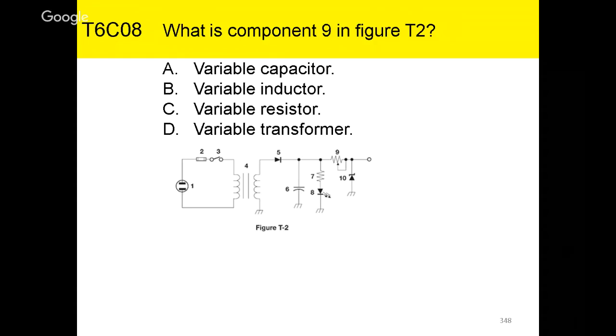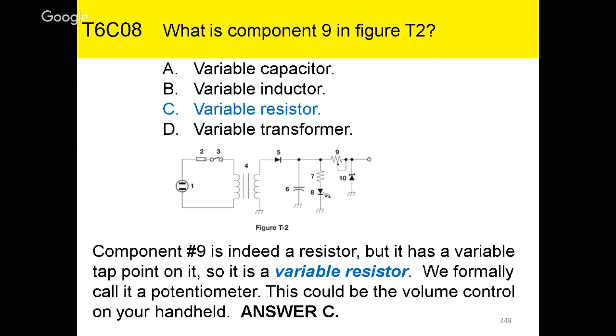What is component 9 in figure T2? Component 9 is that thing right there. As we can see, that little zigzag line, we automatically know that that's going to be a resistor, not an inductor. But what it actually is, with this little line here with the arrow on it, indicates that it is a variable resistor. Your answer is C on that. And of course, formally, it is called a potentiometer. Could very well be the volume control on your handheld.